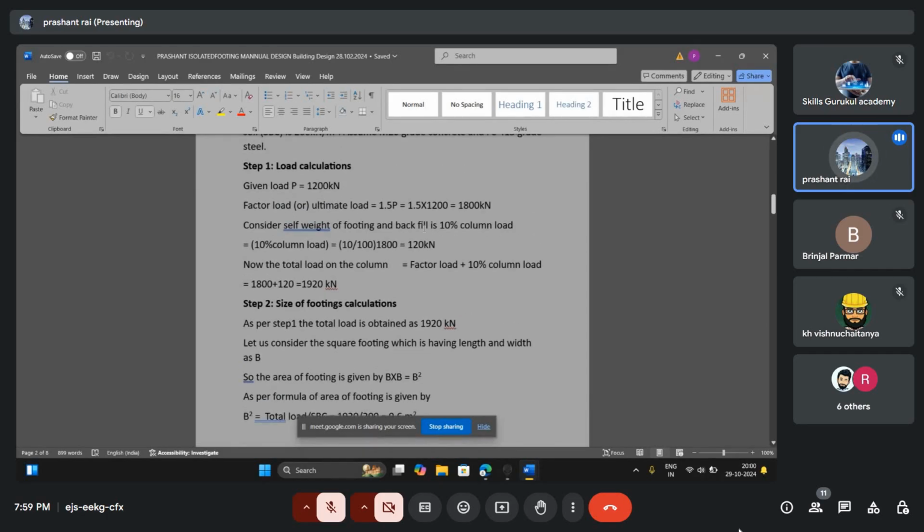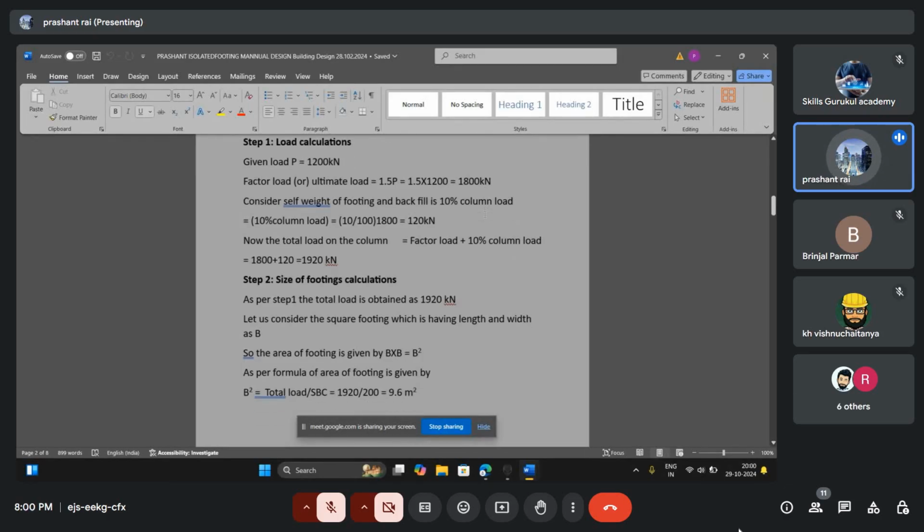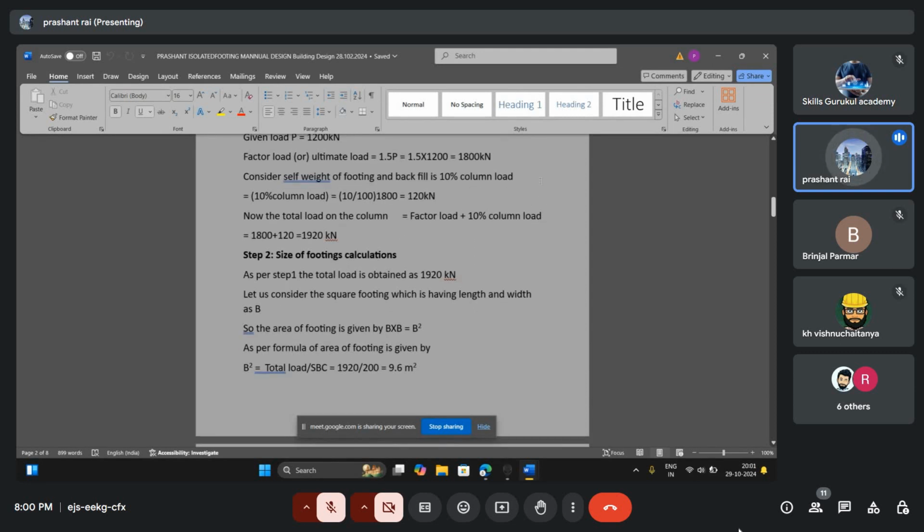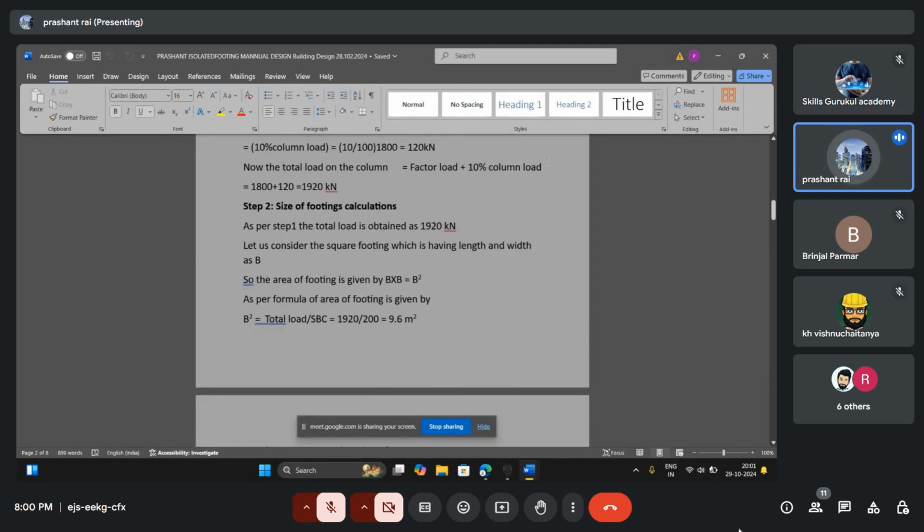Second, after calculating this, we got 1800 kilonewton, and we are assuming 10% as additional load. We are not assuming day-to-day life, so we are considering 10% extra. So we got 120. After calculating all these things, we got 920 kilonewton.